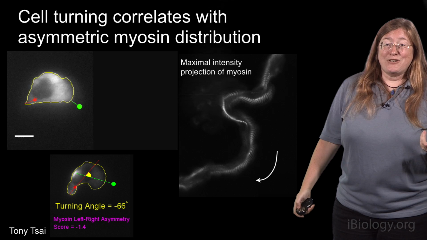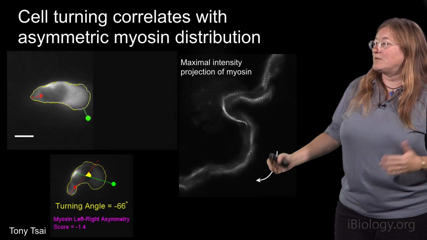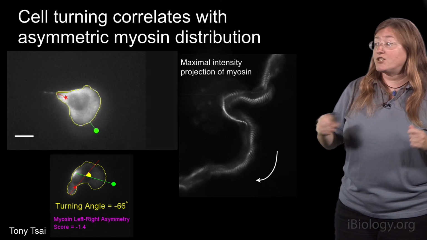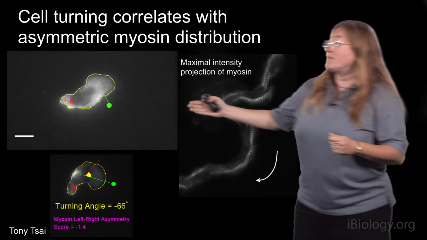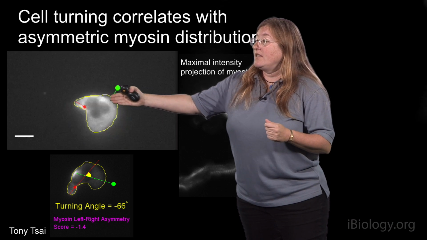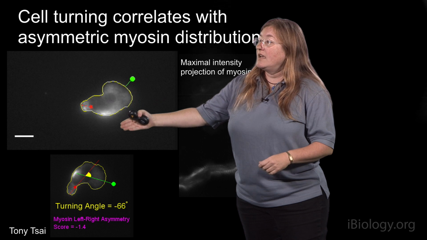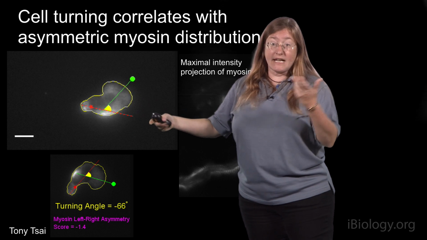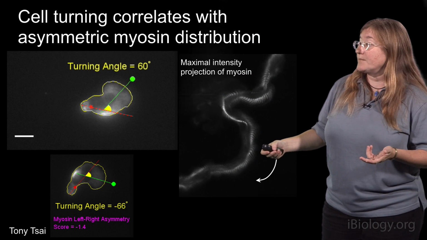How does this affect cell turning? Well, the same way that Tony was able to come up with quantitative metrics for the localization of myosin, he was also able to come up with quantitative descriptions for the orientation change of the cell and then the left-right asymmetry of the myosin with respect to its immediate orientation.